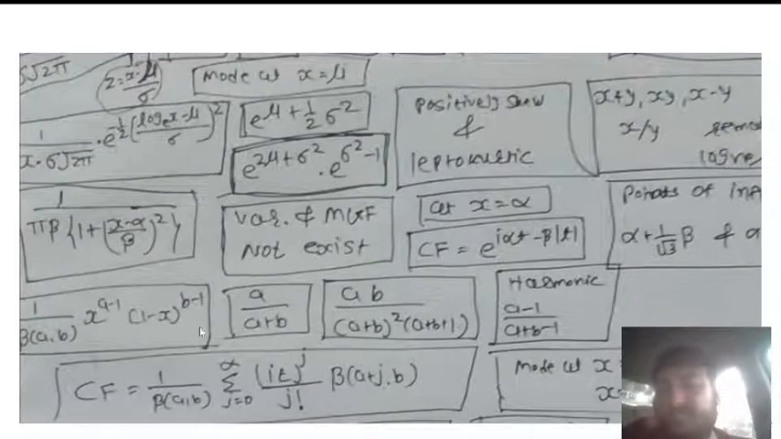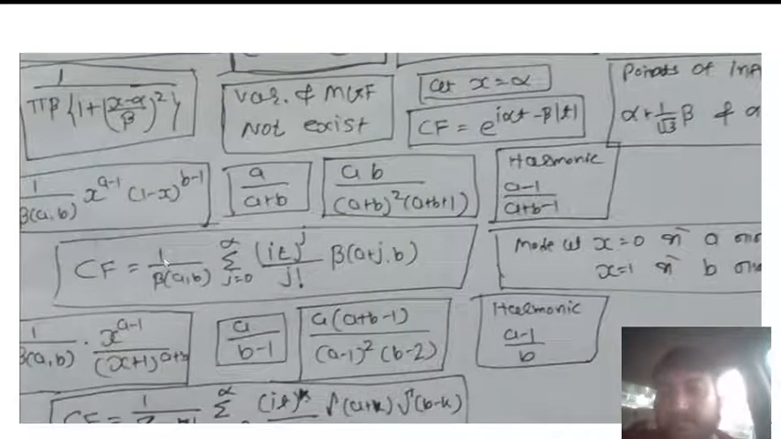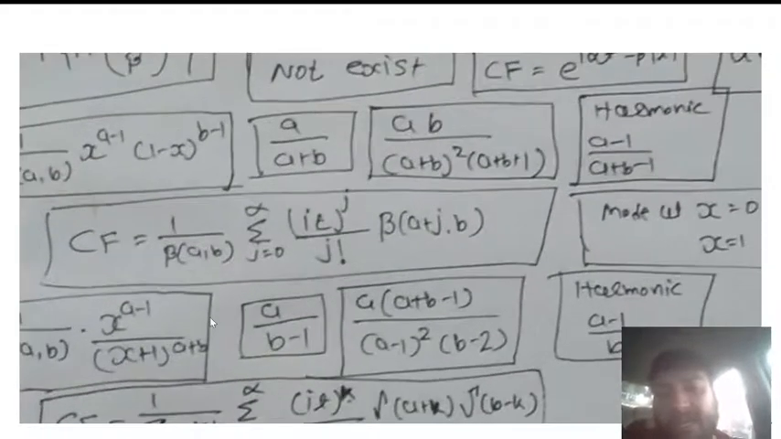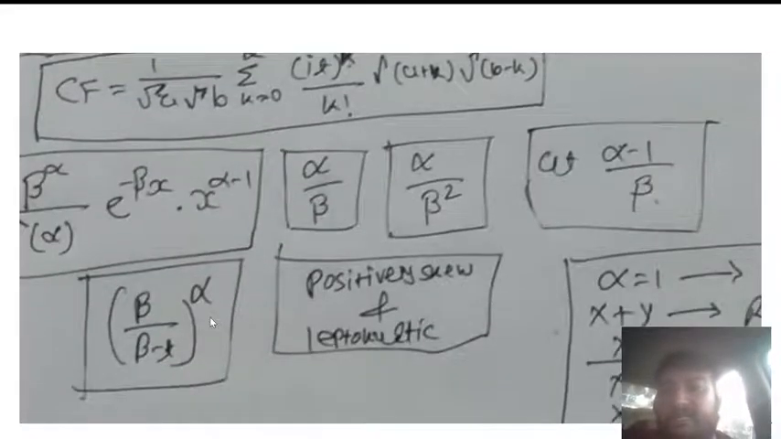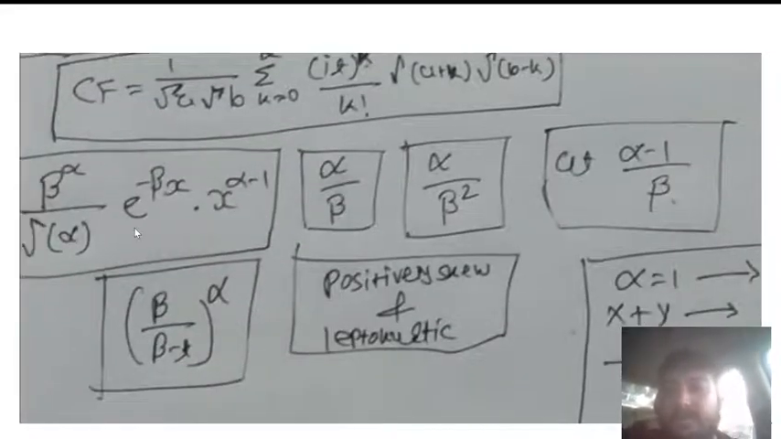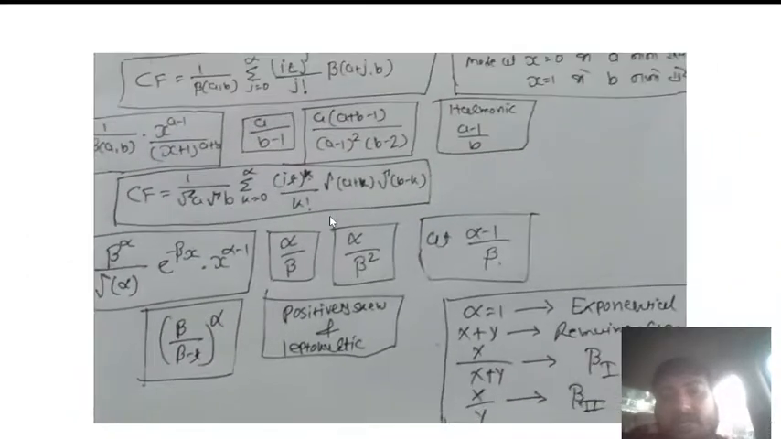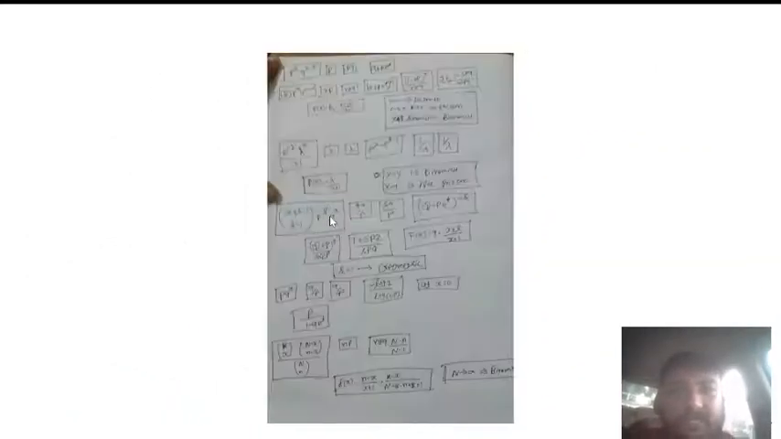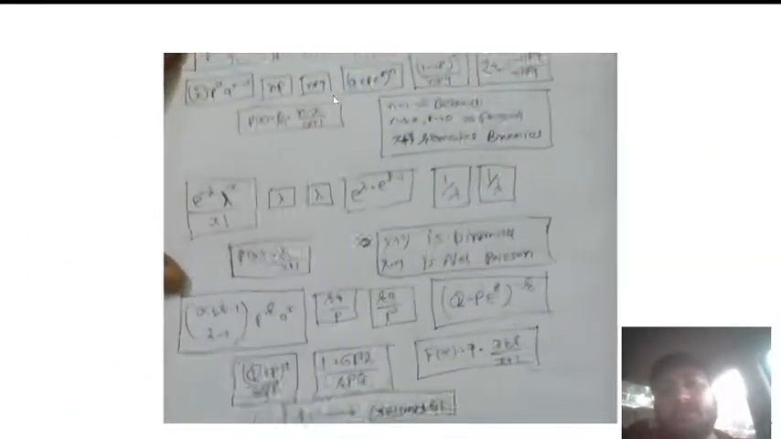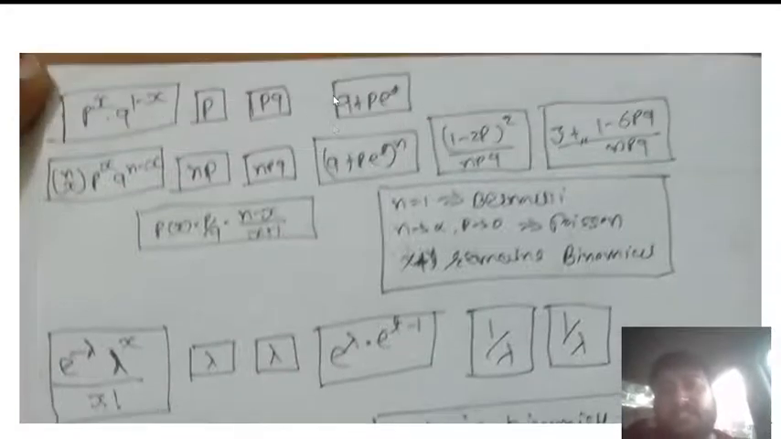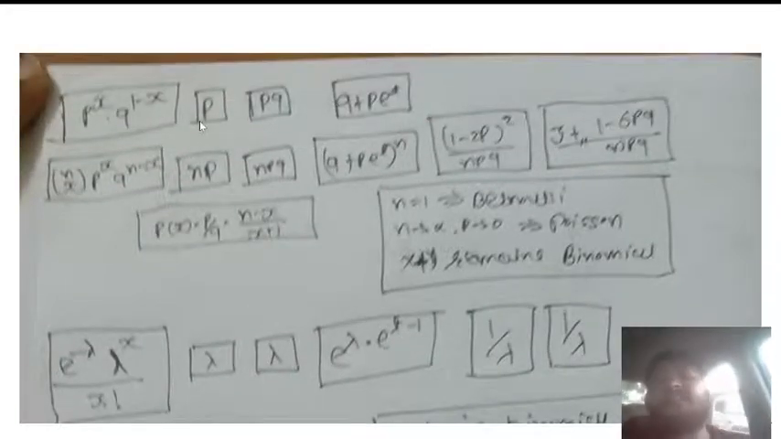These are the properties of the beta distribution of the first kind. These are the properties of the beta distribution of the second kind, and these are the properties of the gamma distribution. So now let's turn to discrete probability distribution functions.